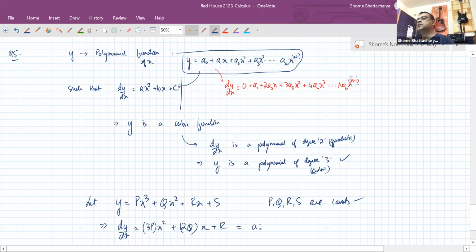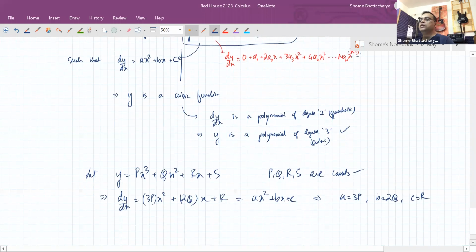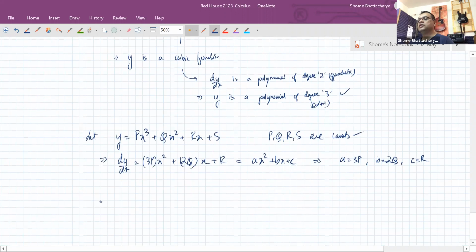And this is given to us as ax square plus bx plus c. So by comparison, we can see that a is equal to 3p, b is equal to 2q, and c is equal to r. Okay. Now what else is given? It is given that y is equal to 0 at x equal to 0. So substitute that in this first equation.